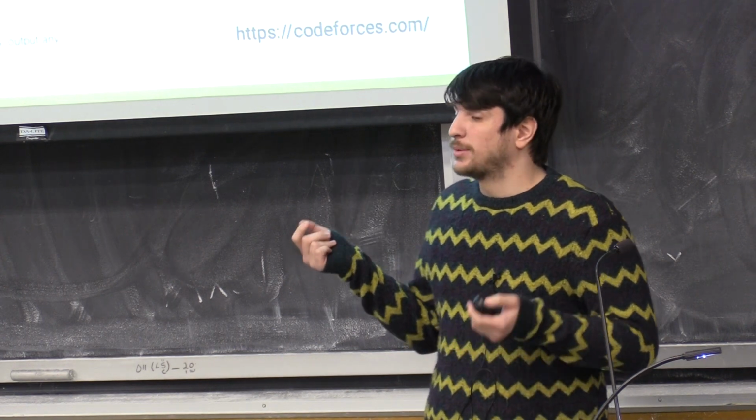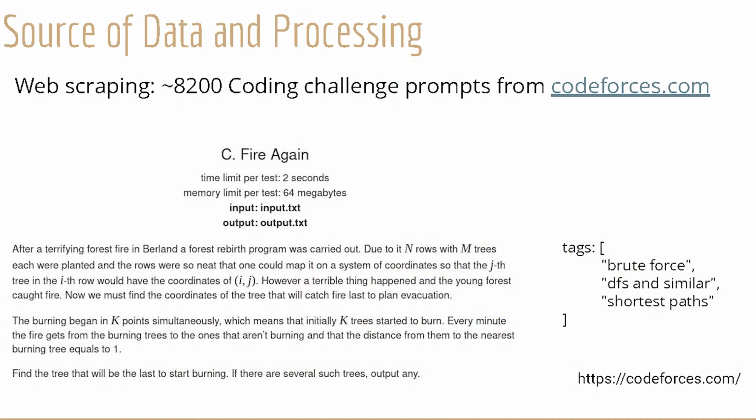Our source of data is a website called codeforces.com. They publish competitive task coding challenges. We scraped all 8,200 challenges they have. They look like this on the bottom left. It's just a general plain text description, and they also include some tags with the type of problem this is, such as brute force, greedy algorithms, strings, etc.